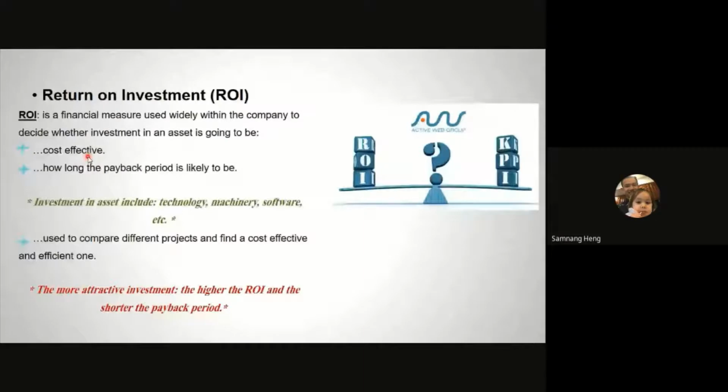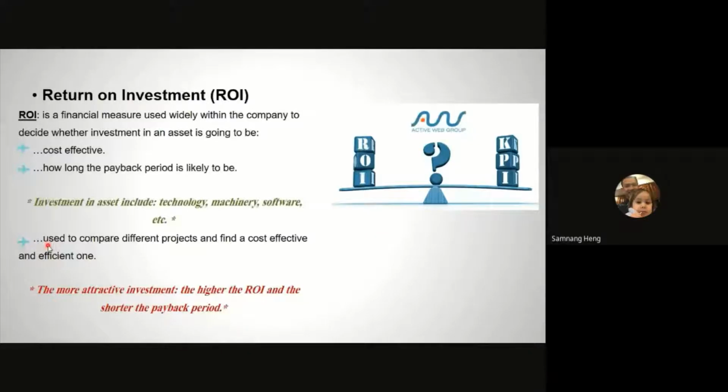Okay, so investment in assets. Assets include everything, right? Building, land, property, technology, machinery, software, everything we spend money on, they are all called assets. Assets include everything.